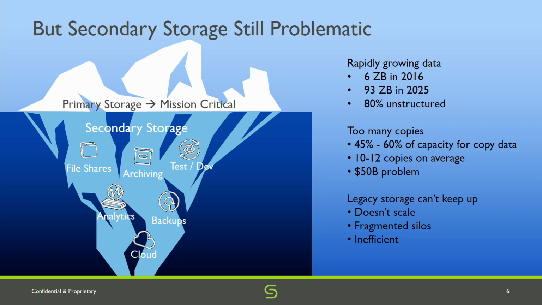Another big issue is we're just keeping a lot of data copies, right? For each unit of production data, we're keeping on average 10 to 15 copies in these secondary storage silos.